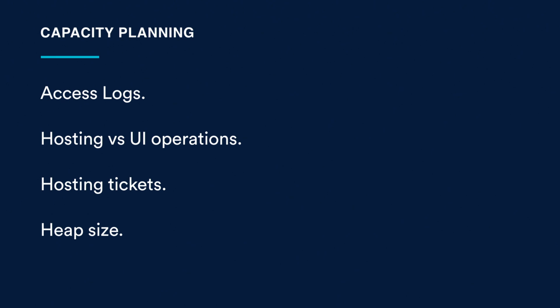Hosting tickets is another way of trying to get a good idea of what your capacity is looking like. If you suddenly start queuing hosting tickets every now and then, once a month, and then once a week, and then it's happening daily, that's a good indication that it's time to upgrade. It's time to add more capacity to your system. And finally, heap size. If you find that you're constantly doing garbage collection, you probably need to think about upgrading.